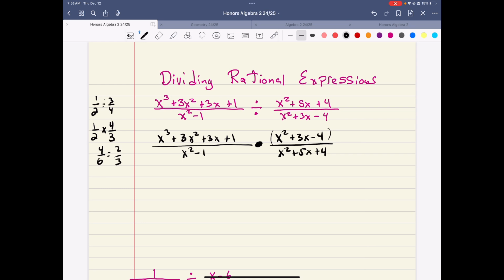Okay, so now we have to factor. I'm going to factor that top one. There's 4 terms. If it has 4 terms, I'm going to try to do the box method. If the box method doesn't work, then we've got to go back to the other stuff. With any luck, the box method is going to work. That's x squared, that's 1, that's x. Oh, no, it doesn't factor.